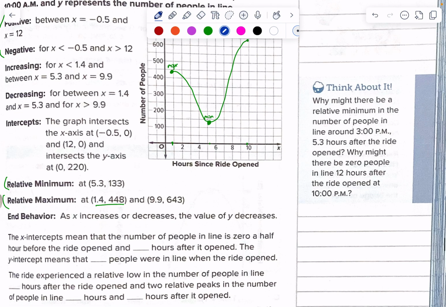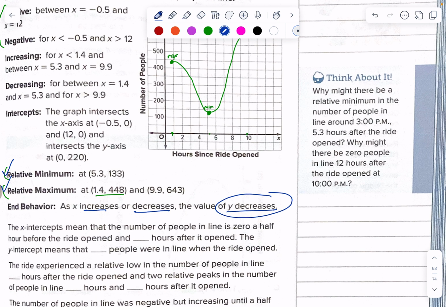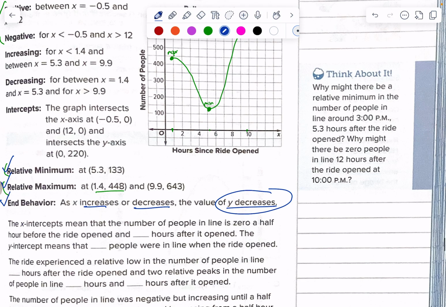Okay, so relative max, relative min, check. As x increases or decreases, the value of y decreases. Ooh, so that means that he's decreasing for y on both sides. So here and here he's going to be decreasing, something like that. All right, but let's read a couple more things before we definitively say that.